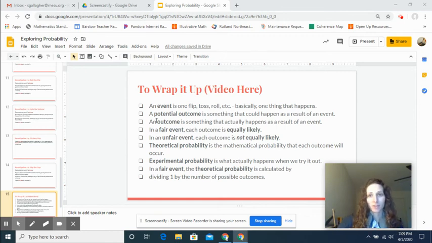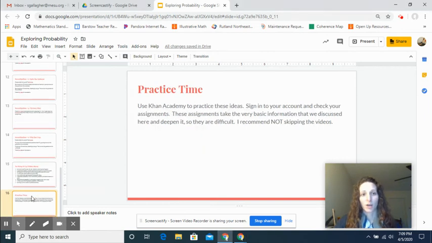So now you have the option of continuing your study of probability by going to Khan Academy and practicing some of these skills through their assignments. You can sign into your account and check your assignments. I've assigned some stuff that goes along with the 7th grade curriculum to all of you in 6th through 8th grade. Understand that these are optional assignments. They are not required, just like this whole unit was optional.